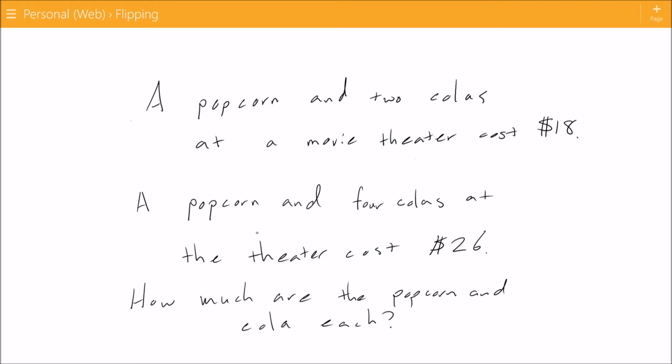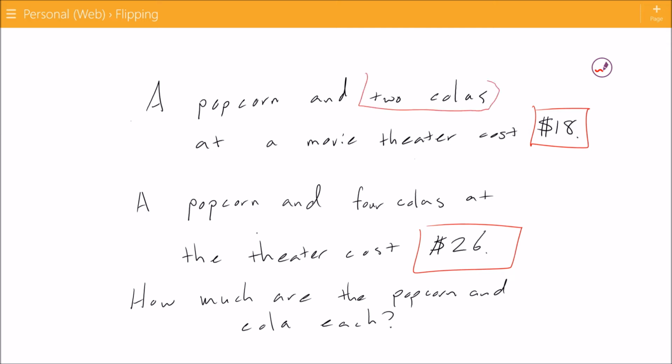First of all, what is the problem talking about? Well, it's talking about the price of cola and popcorn at a movie theater. Okay, let's go through and identify the numbers. There's a few that leap out. $18, $26. But we've also got a few other things in here that might not leap out as much. What other numbers do we see?